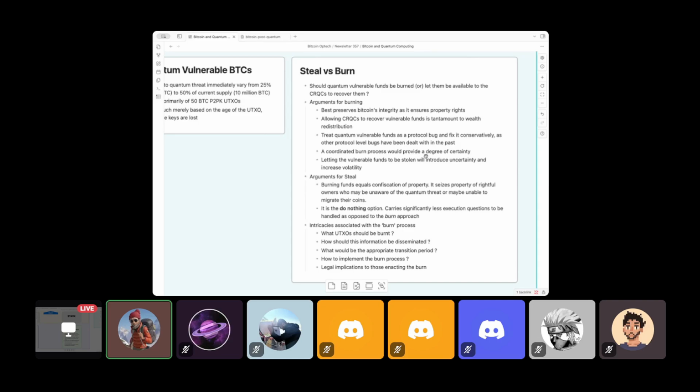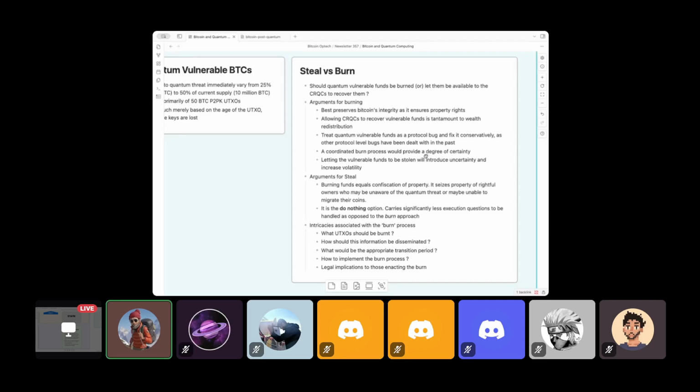But the problem is that when you let quantum computers redistribute Bitcoin that belongs to someone else, it tantamounts to wealth redistribution. So, as a community, do we allow it to happen? That is another question. Then you have to treat the vulnerable funds as a protocol.